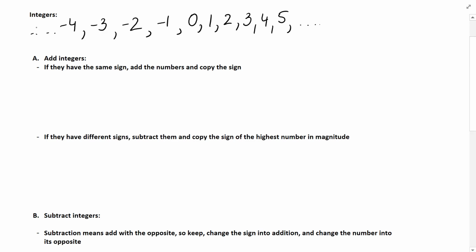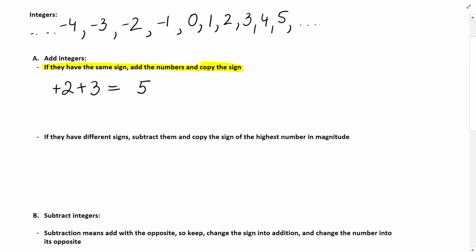So now how do we add two integers? Well, we have two rules. If they have the same sign, add the numbers and copy the sign. So for example, 2 plus 3, which you learned in first grade, because they have the same sign, right, in front of 2, it's a plus, which we don't put usually, it's implied. So because they have the same sign, 2 plus 3, it's 5, and in front of 5 we should put plus.